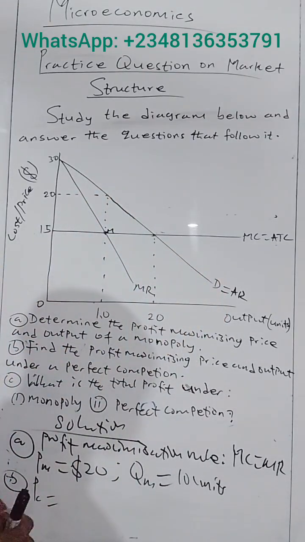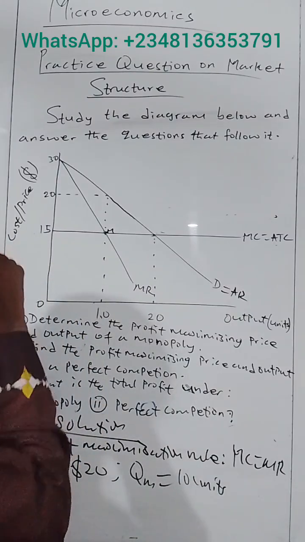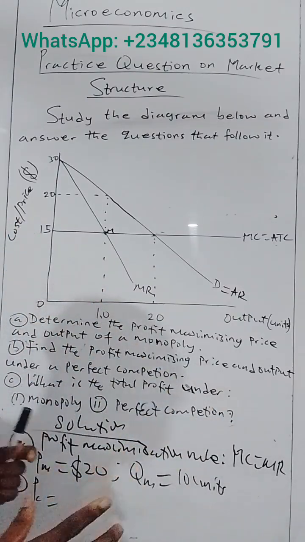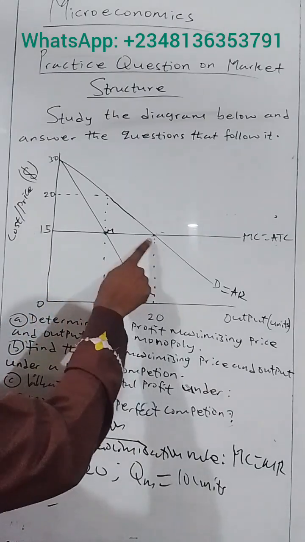So what of the supply curve? You remember that in a perfect market, the price is determined by the intersection of supply and demand. That is, the intersection of the demand and supply curves will determine the price in a perfect market. Now here is the demand curve.